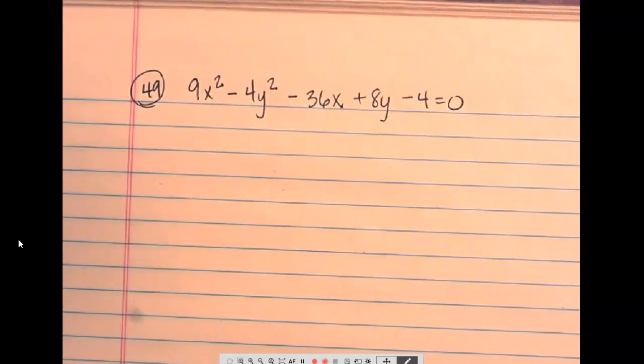Okay, so it says to graph it, and all I want you to do with this one is to put it in standard form, which means we need to complete the square. Okay, so we're going to do this just like we did with the ellipses. And the first step was to do what? Group the x's, group the y's.